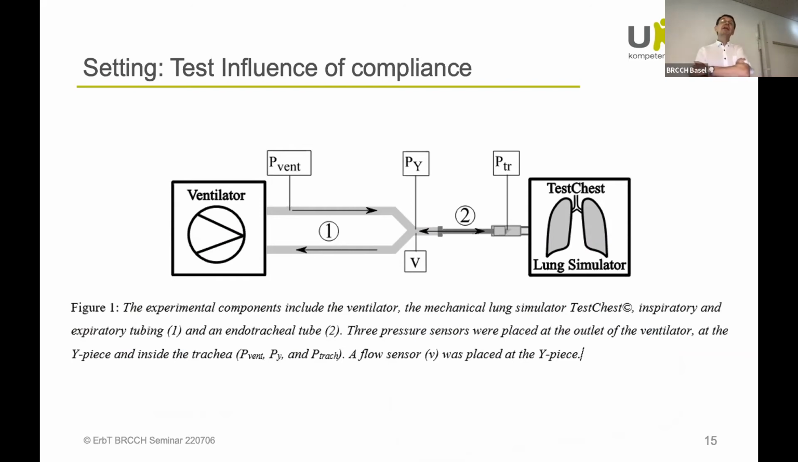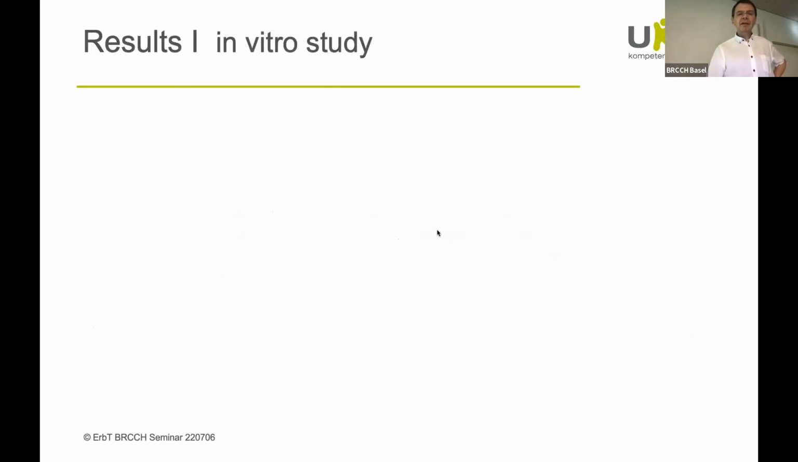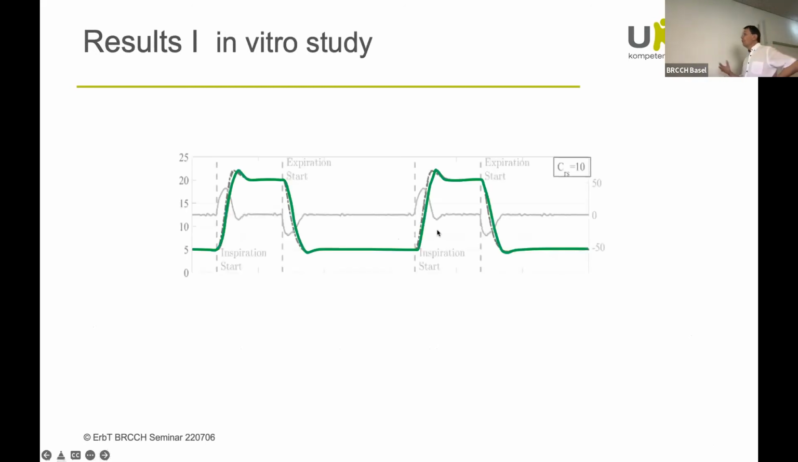Now, using the Bosch sensor, we came up with a number of experiments, and we tested the influence of the compliance on the pressure course in the trachea. The setting was a ventilator connected with a tubing system, then the endotracheal tube, and that was introduced into an artificial trachea that was connected to a sophisticated lung simulator.